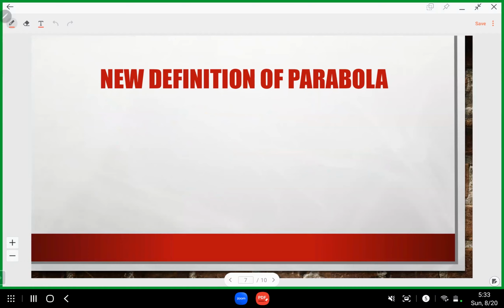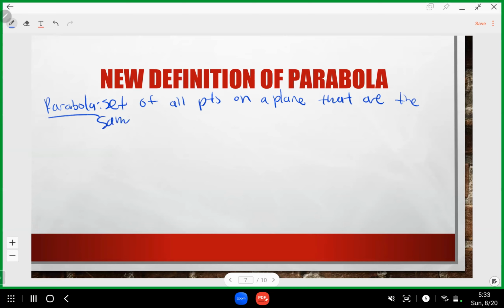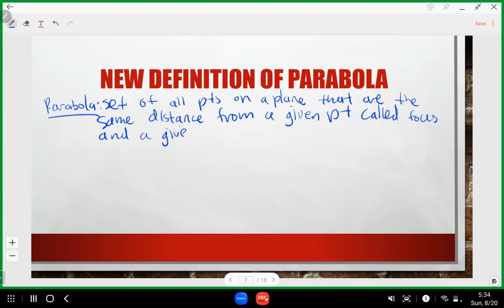Okay, so now let's go over our new definition of a parabola, and this can be quite confusing, so please make sure you listen up. Our new definition of a parabola is the set of all points on a plane that are the same distance from a given point called the focus and a given line called the directrix.